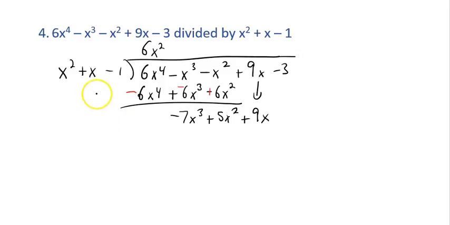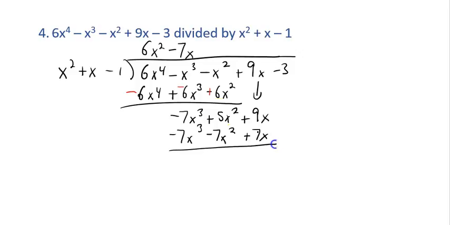Again, when you ask the question, you only focus on the first part. So x squared times what is negative 7x cubed? That would be a negative 7x. Multiply by that, I get negative 7x cubed minus 7x squared plus 7x. Then I change my signs to positive, positive, negative.